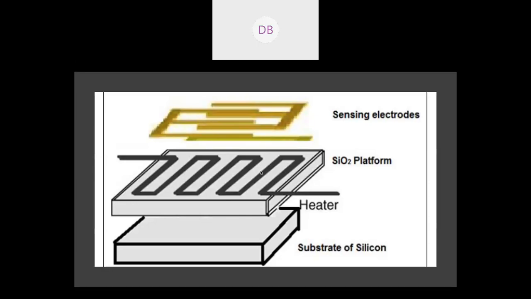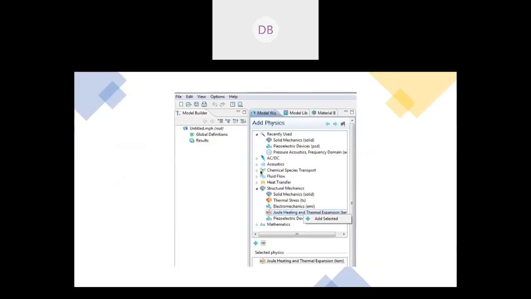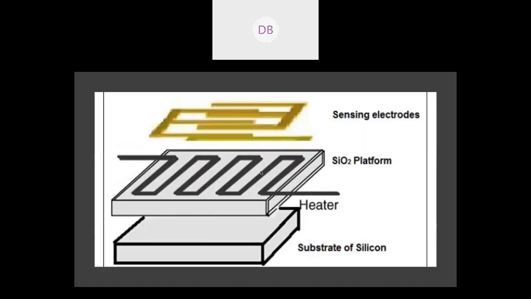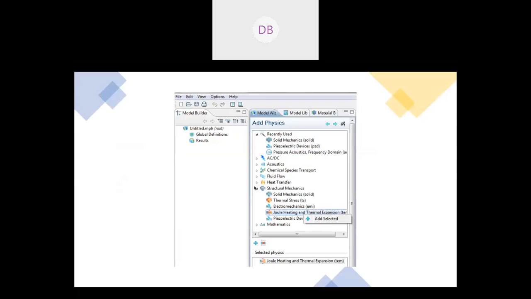So if you see over here, I have shown you a typical structure of a gas sensor. This is a meander structure, very much like our heater, the heater we use for boiling water, but in a micro size. All the things we have done to do a cantilever design are the same, but here additionally we are selecting a joule heating and thermal expansion process, because of the heating process that is occurring.